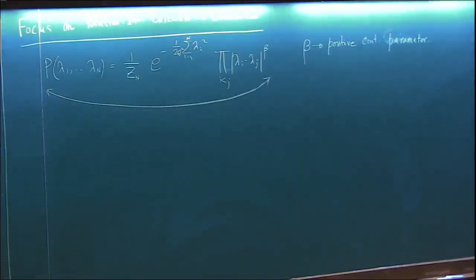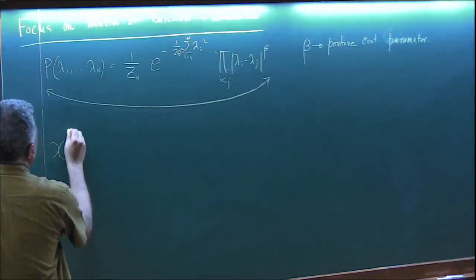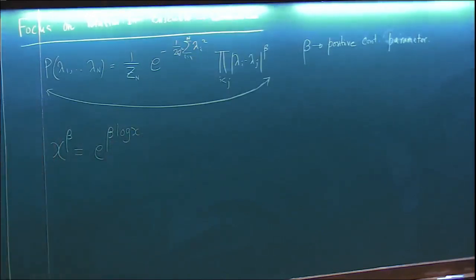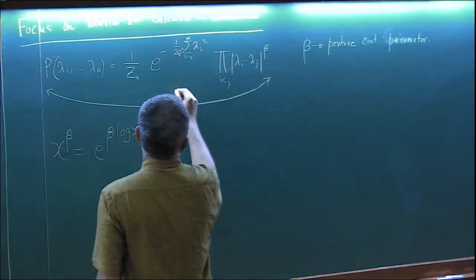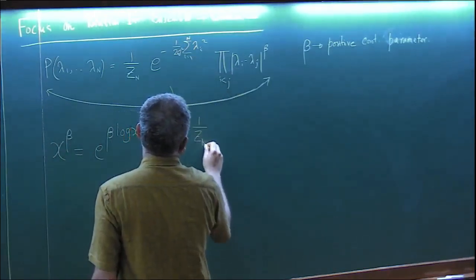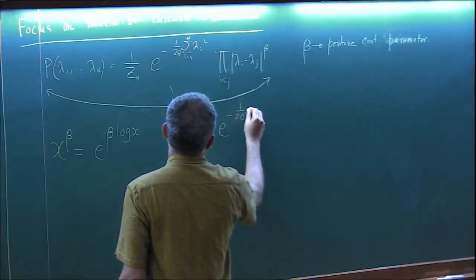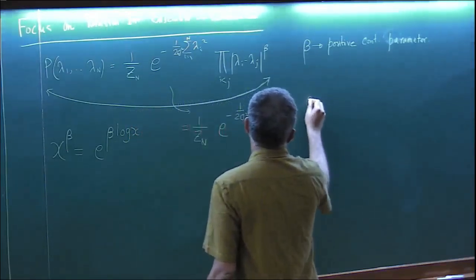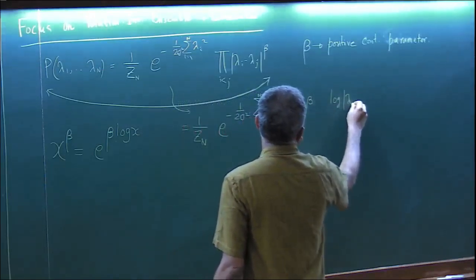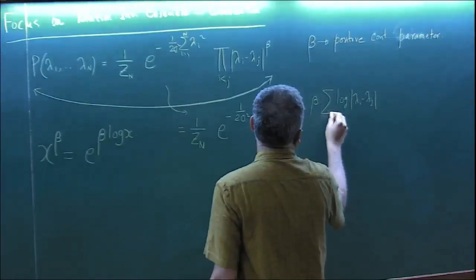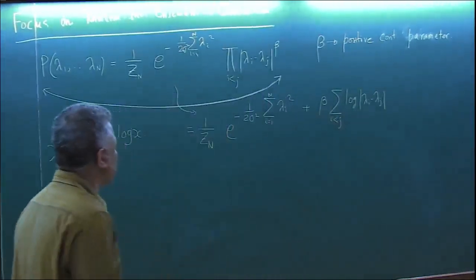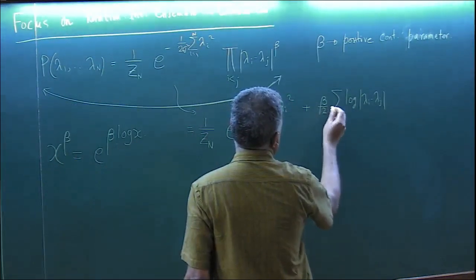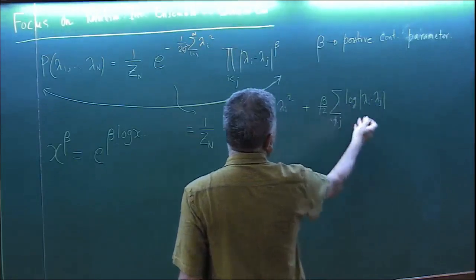So first thing is, if I have x to the power beta, I can always write this as e to the power beta log x, right? So we will use that here to rewrite this as 1 over Zn times exponential minus 1 over 2 sigma squared summation lambda i squared plus beta log. Sometimes it's convenient to make i not equal to j and divide by a factor 2, because lambda, if you interchange them, it's the same number. So I can always write it this way.